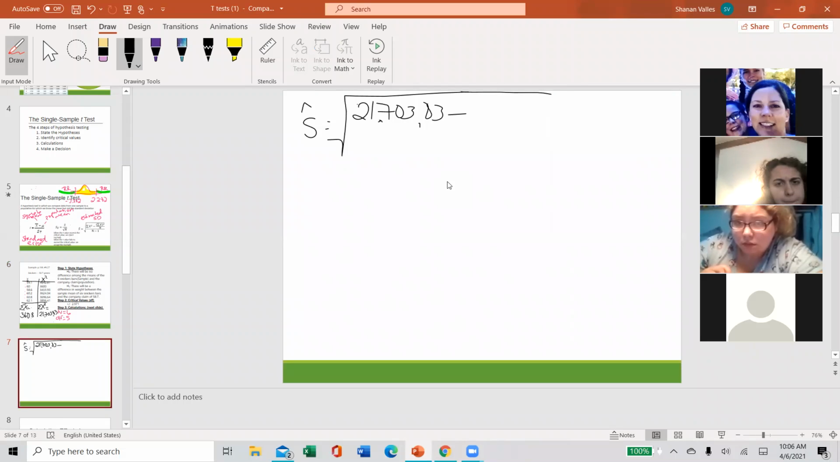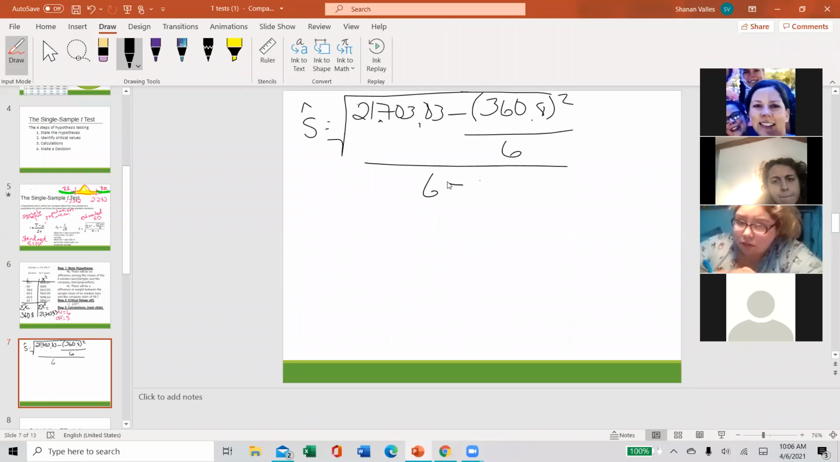Minus, here is where we put our sum of x, and that was 360.8. We are going to square that eventually. We're going to divide this by our n, and then the whole thing is going to be over n minus 1.